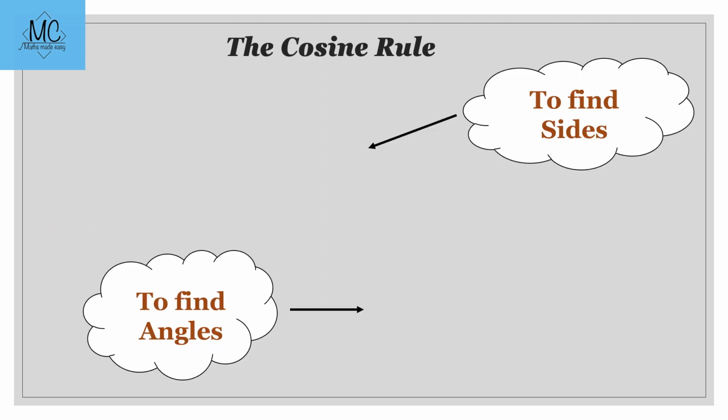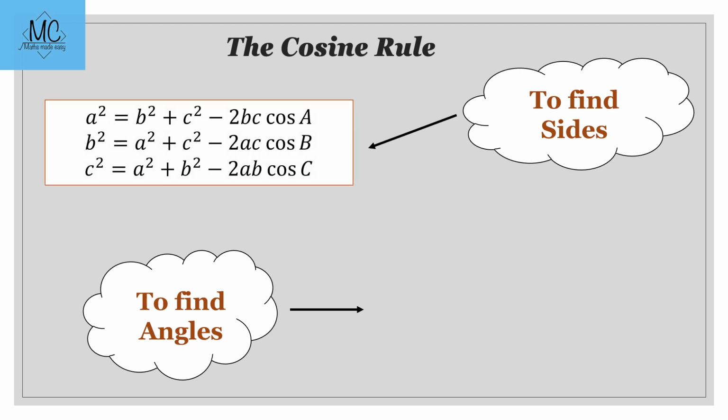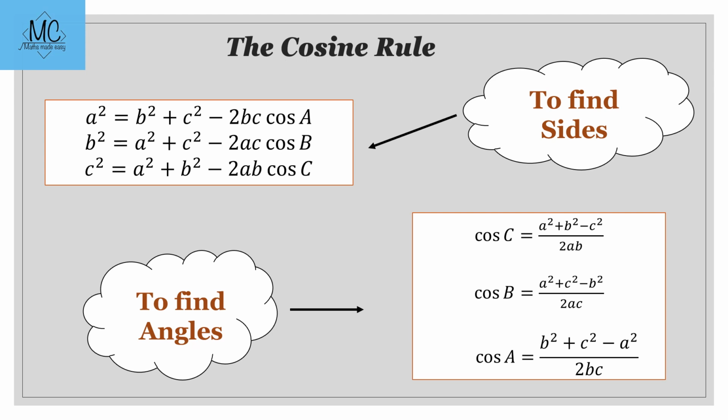So for the cosine rule, to find the sides you need 2 sides and the included angle, and to find angles you need all 3 sides. So this will be the formula for the cosine rule, and to find the angles you need to have this formula. You need to remember these formulas to find the answers to the cosine rule examples.